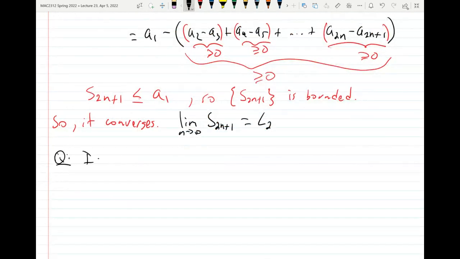Question: is L1 equal to L2? Well, let's answer the question. Again, I'm not pausing for you to try to answer it, otherwise our time is going to run out. I just want you to see the story. So, is L1 the same as L2?